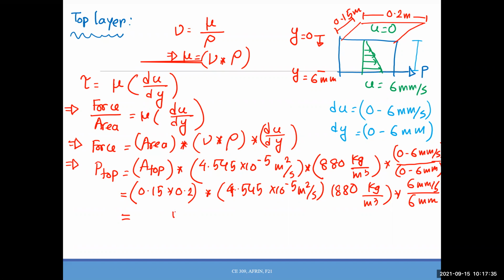So for the area, it's meter square. Everyone, please calculate. I will ask the answer. Meter square per second, kg per meter cube, millimeter per second, and millimeter. So that is the unit here.